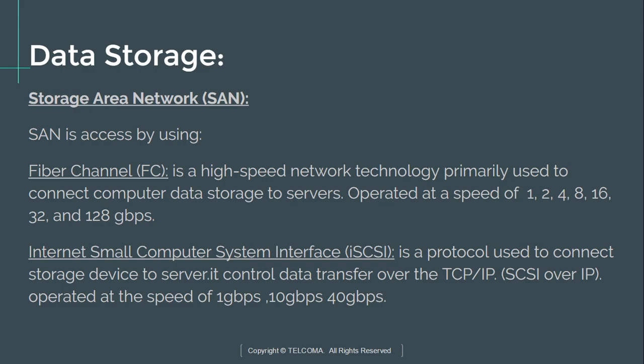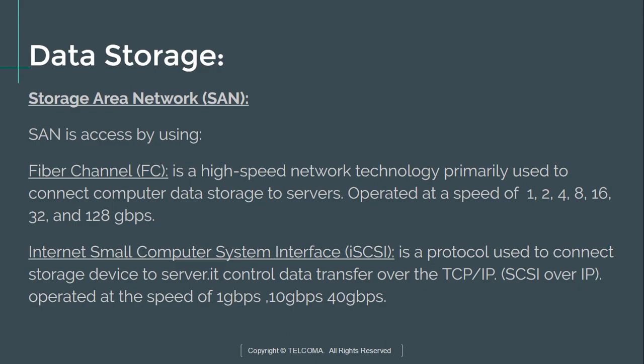So how can we access this storage area network? It is accessed by using Fibre Channel or the Internet Small Computer System Interface. Fibre Channel is a high-speed network technology primarily used to connect computer data storage to a server. It operates at speeds of 1 Gbps, 2, 4, 8, 16, 32 or 128 gigabits per second.